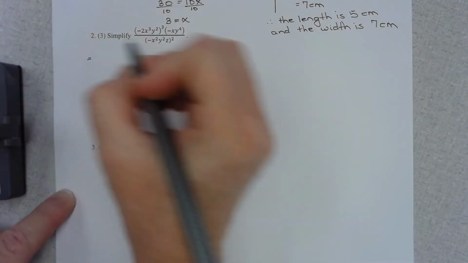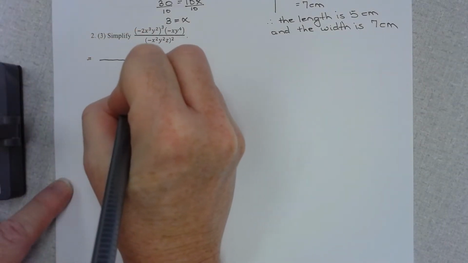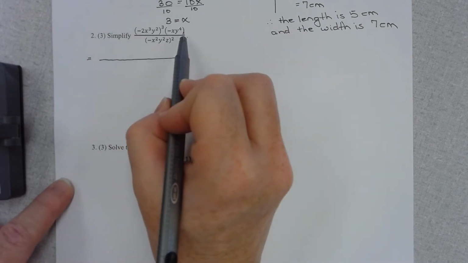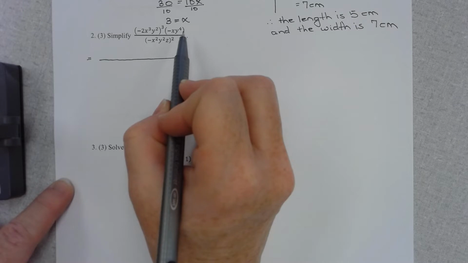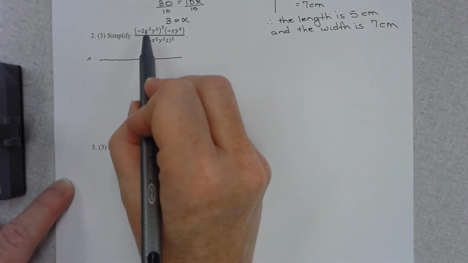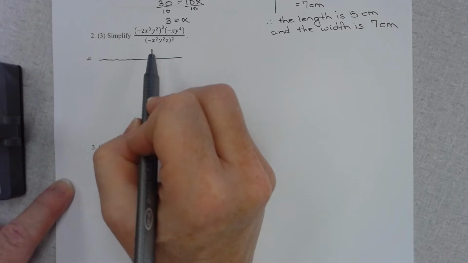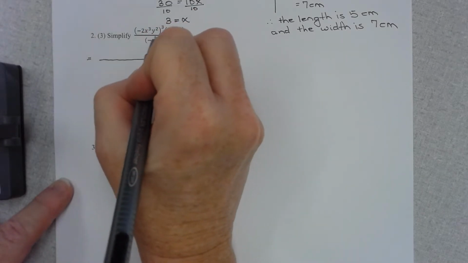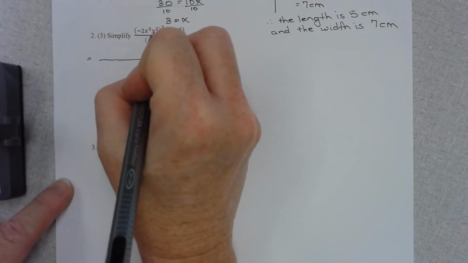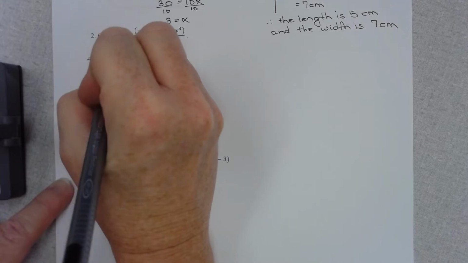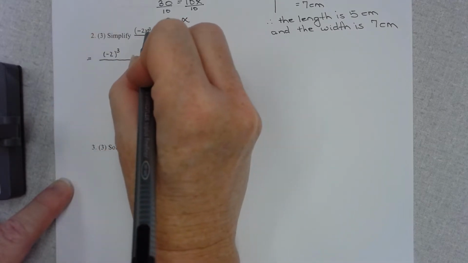So if you remember, whenever we simplify a fraction question, we always simplify the numerator first, then we simplify the denominator, and not until we have a simplified numerator and a simplified denominator do we do the division. So let's simplify the numerator. Here I'm going to look at the first expression. All of this is cubed. So that means that -2 is cubed. Then I have x cubed cubed.